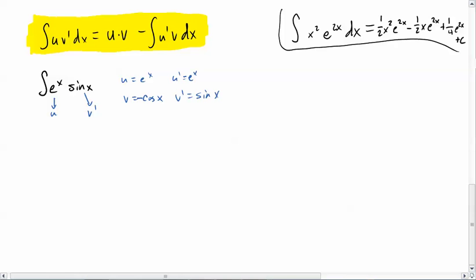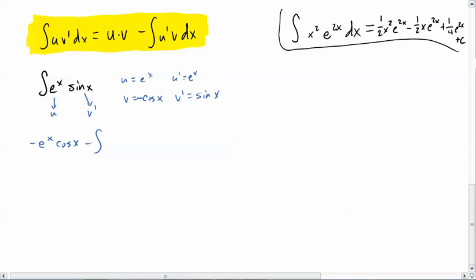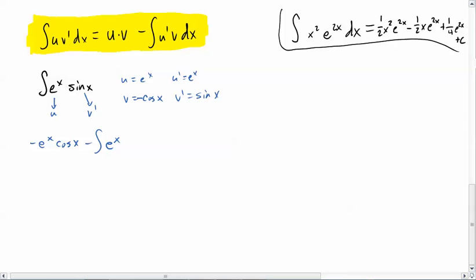So we'll go ahead and put this in. So we'll go u, which is e to the x, times v, which is negative cosine of x, minus the integral of, why do you keep doing that? I don't understand. E to the x, go away. Okay, here we go. Times v prime, times v, which is negative cosine of x. So cosine of x, I'm going to put the negative in front just because I don't like negatives, dx.